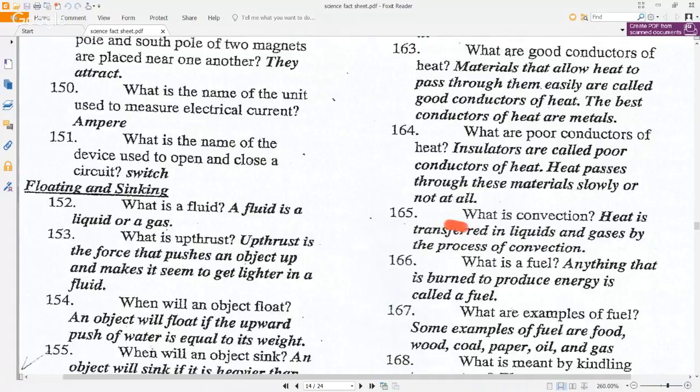Okay. 165. What is convection? Heat is transferred in liquids and gases by the process of convection. So we also showed a video in one of our earlier class meetings about convectional movements within liquids and gases. Basically, as the liquid heats up, it will expand, and as it rises, cooler liquid from somewhere else will come in to take the place of the liquid that has left, and that cycle will continue. Okay.